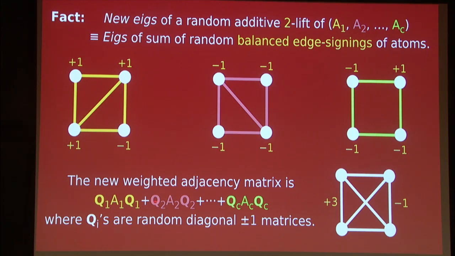Okay, so for fixed atoms A1 through AC, we have to study the eigenvalues of this randomly created matrix. It's like what's going on if you've seen the MSS stuff about finite free product convolutions. They're conjugating by random permutation matrices or random unitary matrices. We're conjugating by a different family of random unitaries, the diagonal sign matrices.